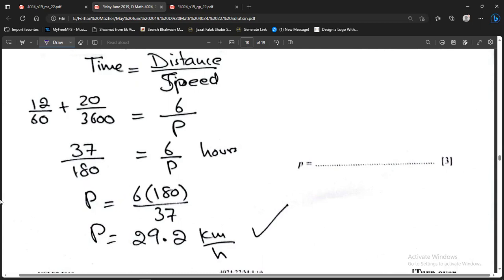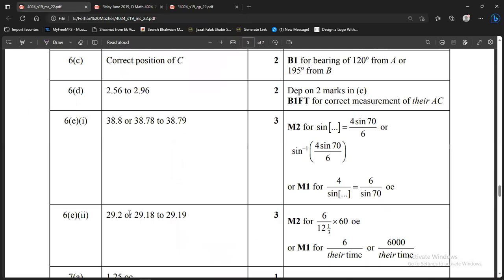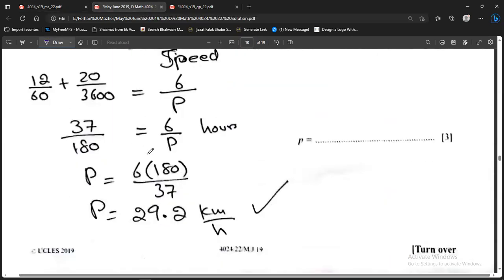So I will convert them into hours. To convert 12 minutes into hours, you will divide it by 60. To convert 20 seconds into hours, you will divide it by 3600. So you will get, do it on the calculator, 37 by 180. That is equal to 6 by P. So cross multiply here, P will be equal to 6 into 180 divided by 37. And when you enter this value in your calculator, you will get 29.2 kilometer per hour. 29.2 kilometer per hour is the right answer, sir.